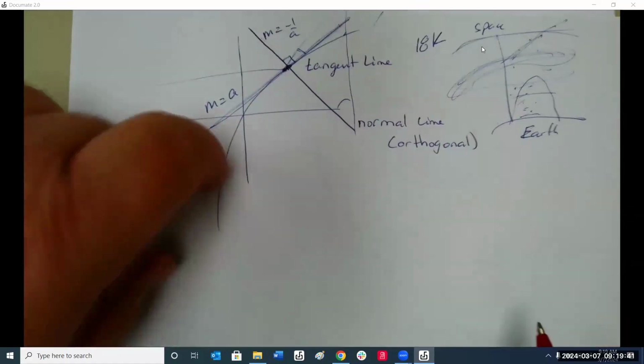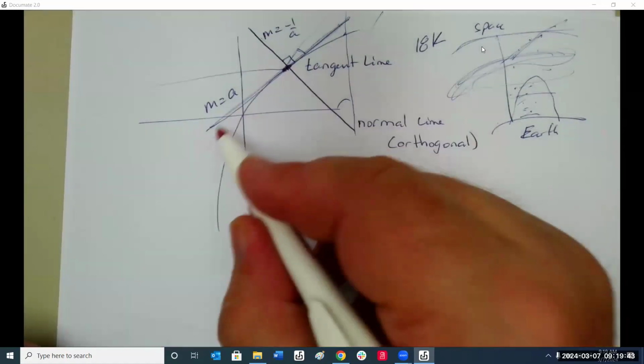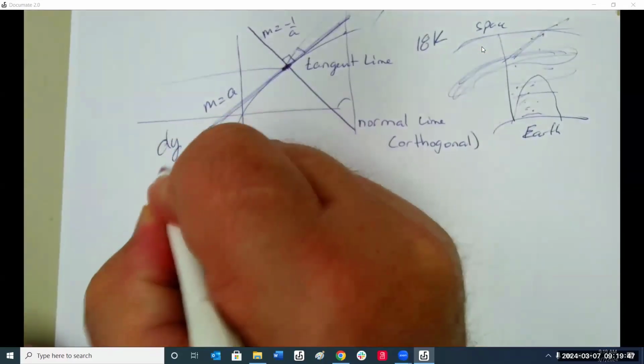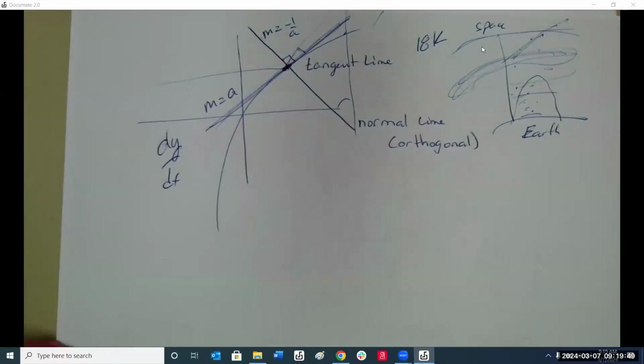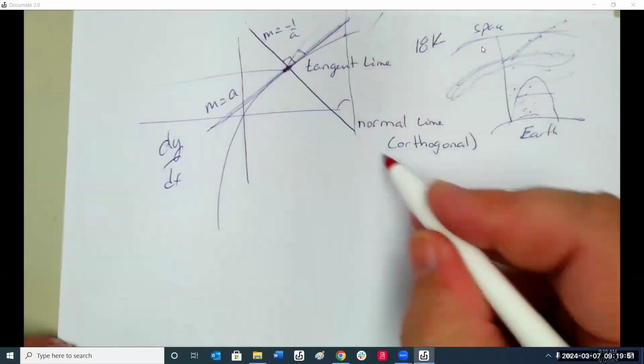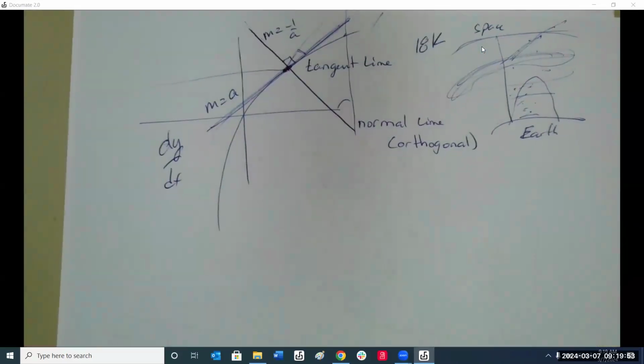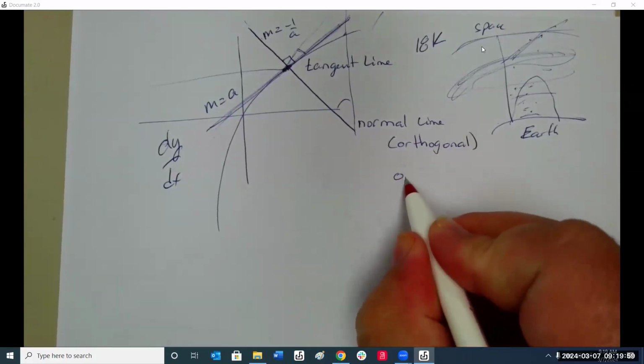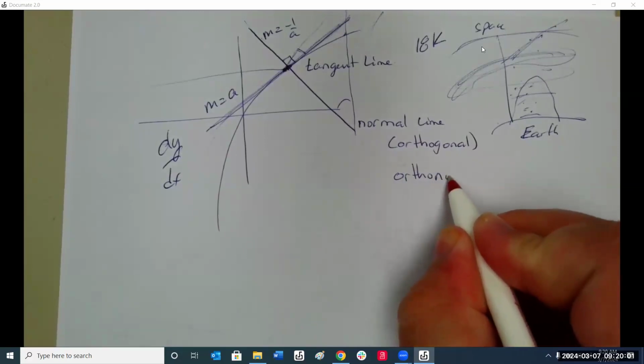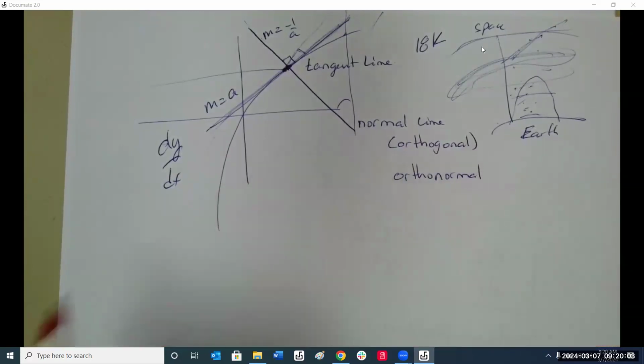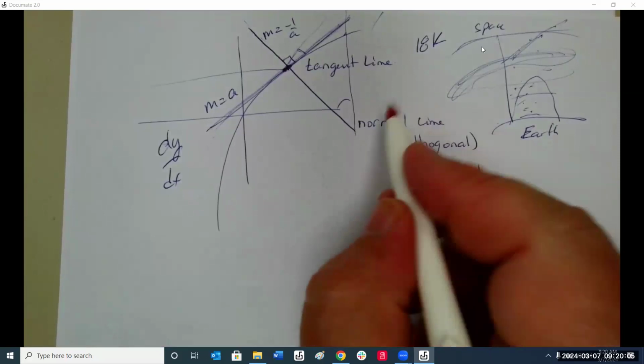So that's what normal curves are. So once you find the slope, the derivative, you can find the slope of the normal line to it, the orthogonal slope. Orthogonal, they also call it orthonormal, which is why they call it normal.